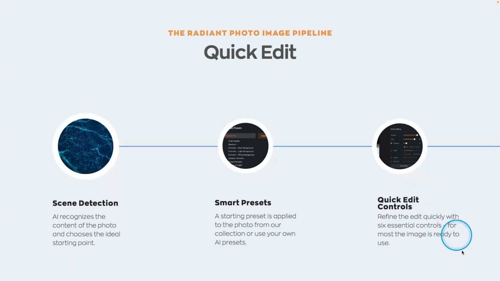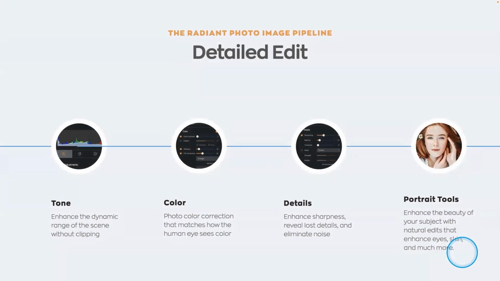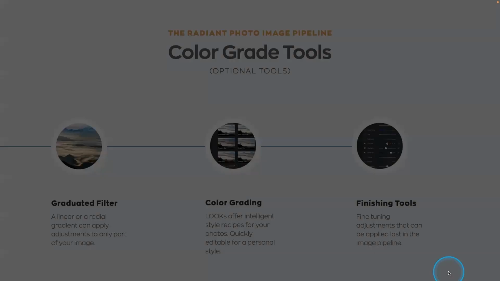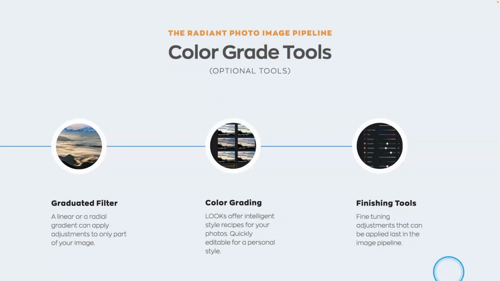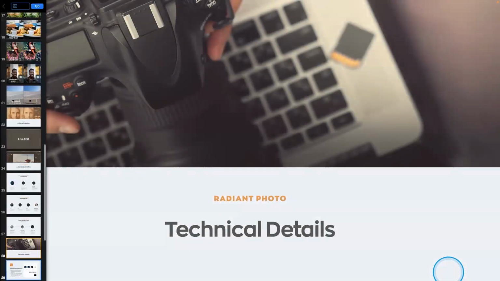Quick Edit Controls let you enhance things quickly and has the core tool set right there. The Detailed Edit is where you'll find tone, color, details, and portrait tools. This is the develop module of other products with way more smart tools and things you'll find nowhere else. And then now the new color grading tools. Color grade for mood, then use the graduated filter to guide the eye, and the finishing tools to polish the image.